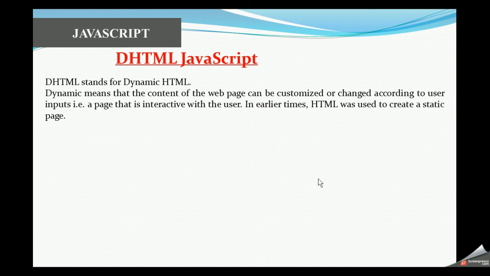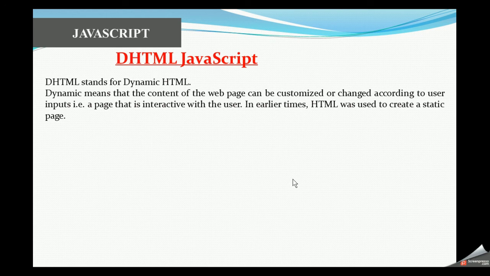DHTML means dynamic HTML. What does dynamic mean? That means it is an interactive web page and it will help you to interact with the user. Dynamic HTML means the content of the web page can be customized. Suppose you are using Instagram, it keeps refreshing. So that is a dynamic web page. It is interacting with the user. You click a button, you like something, you share something.